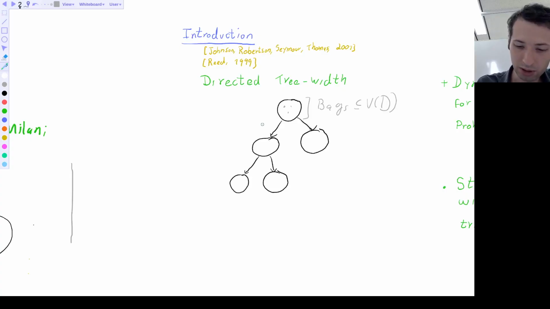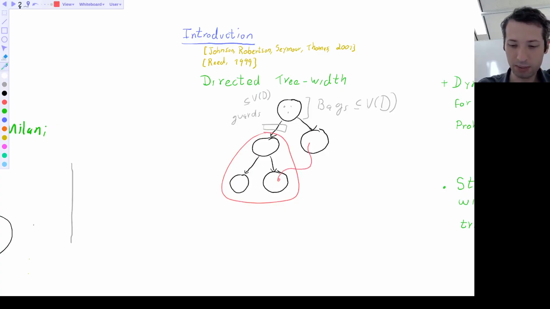This is a little bit different from undirected tree width, and another difference is that on the edges of our tree, we have a set of guards. These guards are again a set of vertices. And the point of this guard is that whenever we look at some subtree of our tree, for example, this red one, if you have some path that leaves the subtree and goes back to the subtree, then this path must intersect one of the guards.